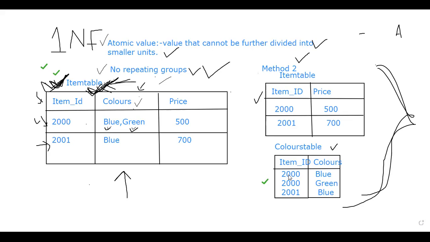So this is the way to convert a non-1NF table to 1NF. If a table is not in 1NF, you need to convert it into 1NF. If a table wants to be in 1NF, it must satisfy these two conditions: one, it must have atomic values, and two, it should not have repeating groups. If these two conditions are satisfied, a table will be in first normal form.